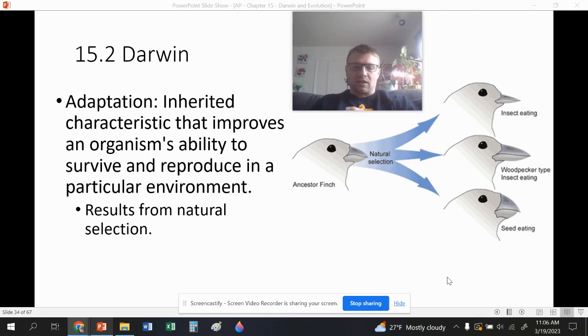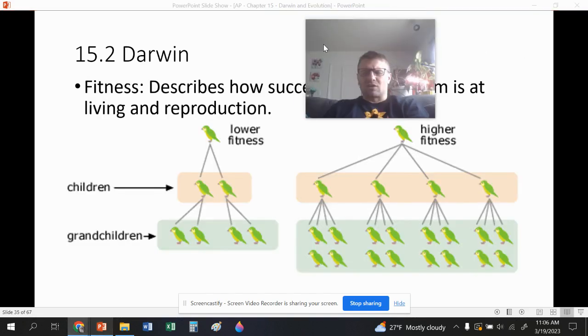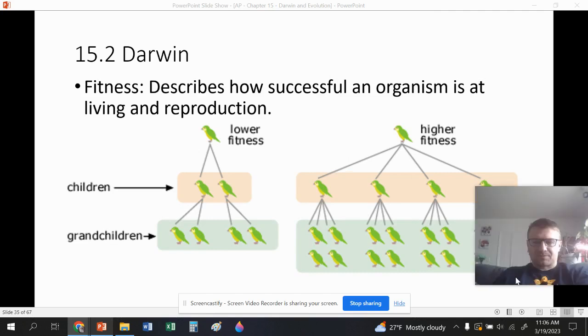And what he was seeing on the islands was that the finches on each island were adapting to a particular food source. You can see insect eating woodpeckers, seed eating. These are different types of the same variation of the ancestral finch, and these adaptations were leading these species to look different on each island.